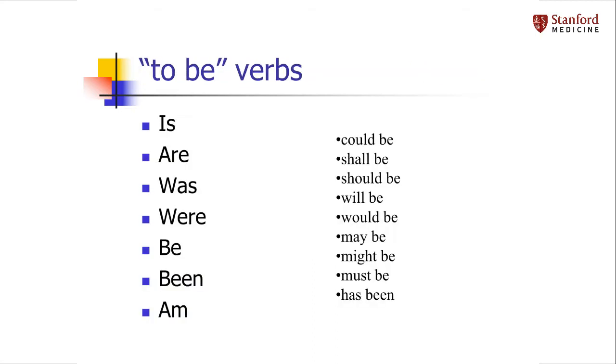A passive verb always has a to-be verb, so just to remind you of the to-be verbs, that's is, are, was, were, be, been, and am. And sometimes you may see another form that has a be or a been with it, such as could be, or shall be, or should be. Looking for these will help you to recognize passive verbs.